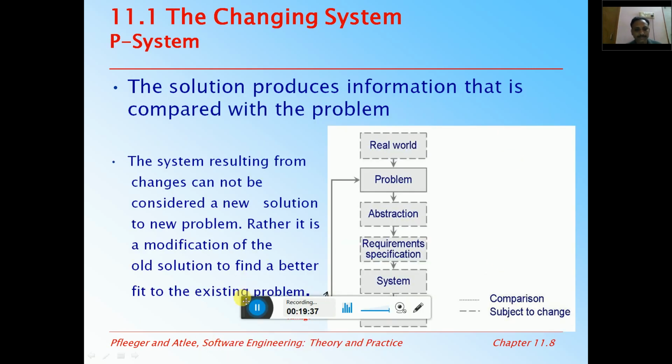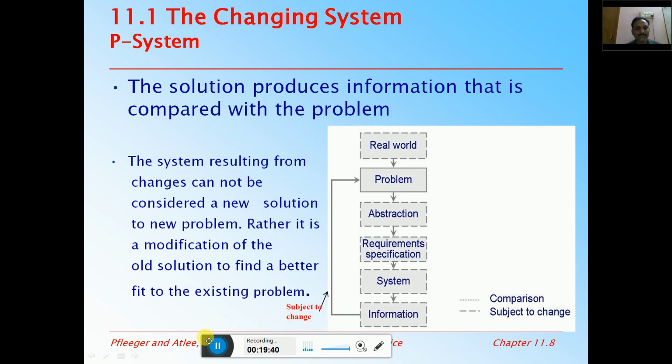In P-type systems, the solution produces information that is compared with the problem. Okay, so if you see this flow chart of P-type systems: it is real world, problem, abstraction, requirement specification, system, information. So here, if you observe, real world, abstraction, requirement, system, information, these are changing and the problem is not changing. Okay, so because the problem is well understood, the solution is also well known, but we are unable to implement the solution completely in one step itself. Okay, so here it's infeasible to implement the solution.